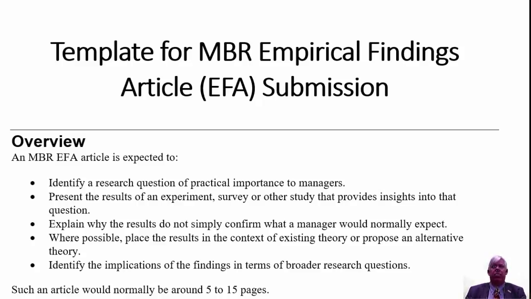So, when we look at these articles, we expect the articles to identify a research question or business problem that is of significant importance to managers. It can present the results of, say, an experiment, a survey, a data analysis that provides insights into that question. It should explain why the results simply don't confirm what managers already know, because that's not going to add a lot of value. When possible, if there is theory that relates to that type of article, we ought to consider that theory. And finally, it might identify the implications of those findings in terms of broader research theory.